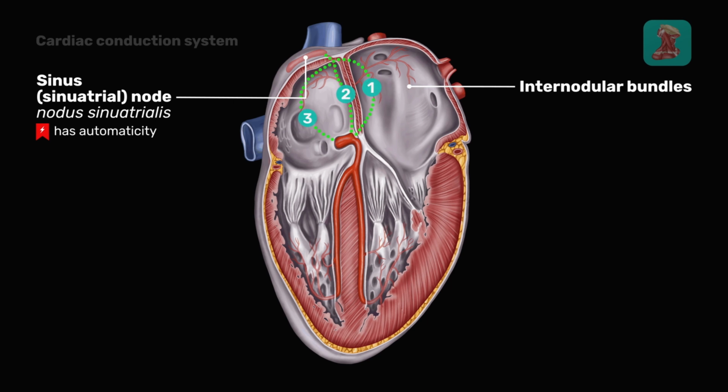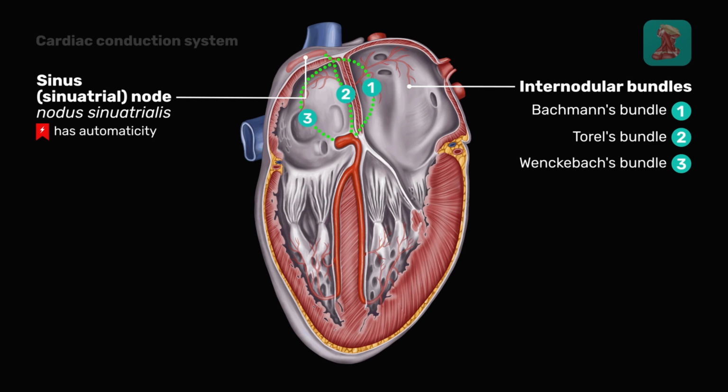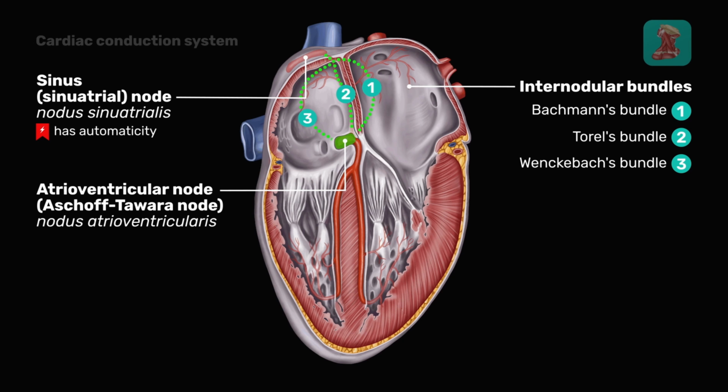The atrial internodular bundles: Bachmann's bundle, Torel's bundle, Wenckebach's bundle. They are situated in the atrial myocardium. They transmit excitation from the sinoatrial node to the next node called the atrioventricular node. The atrioventricular node, or Aschoff-Tawara node, is situated in the posterior-inferior part of the right atrium and in the interatrial septum. It somewhat delays the conduction of the impulse from the atria to the ventricles.